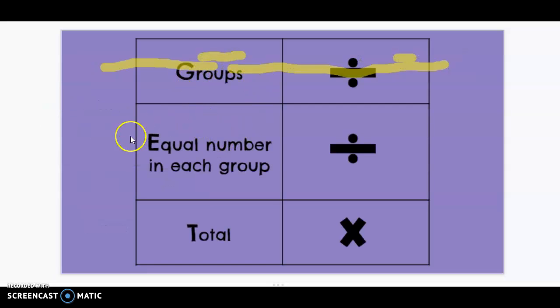When we're looking for the equal number in each group, what operation are we doing? We are going to be dividing. Good job.